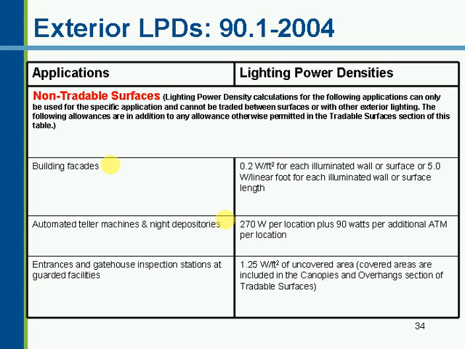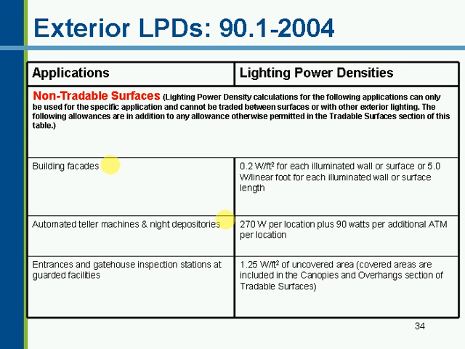As a different example of that, if you have a teller machine on one side of your building and another teller machine on another side of the building, those are considered separate applications. Each one of those would get 270 watts. And again, if there are ones next to it, 90 watts for each additional location.